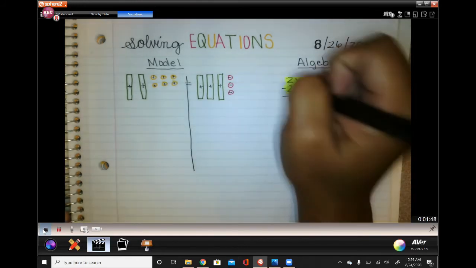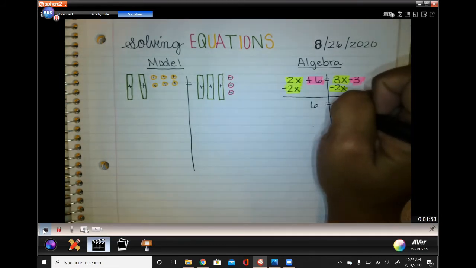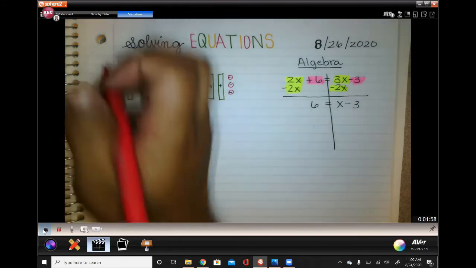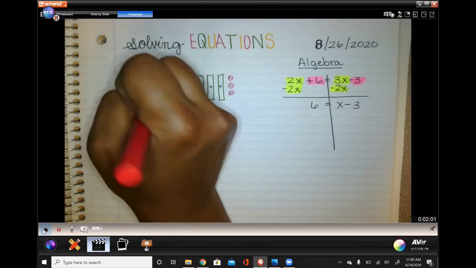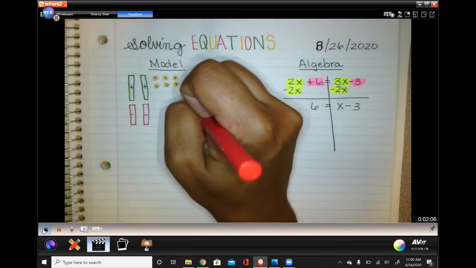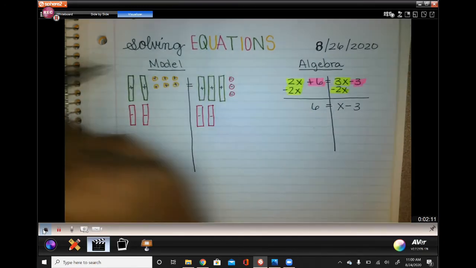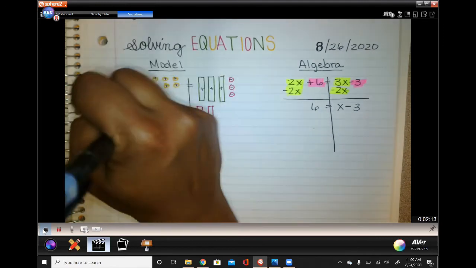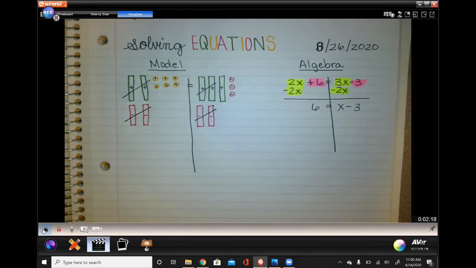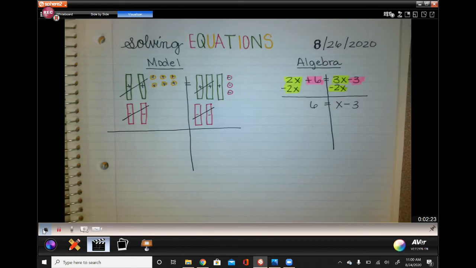Now this zeroes out. I have 6 positives is equal to 1x and 3 negatives. What does that look like in my picture? Well, I put in 2 negative x's on both sides. And what you will see is you will see things crossed out like this. So 2 get crossed out, 2 get crossed out. And then I'm going to draw my line to show I'm drawing a new picture.